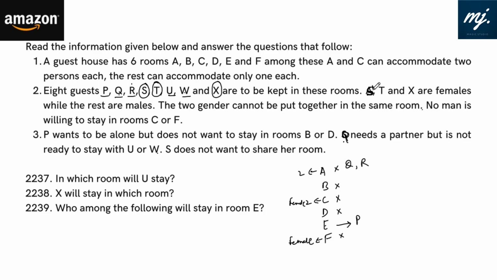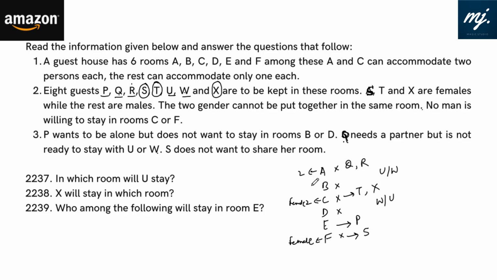S does not want to share her room. S wants to stay alone. That means she will go in F. And then T and X will go in C. Okay, now we are left with P is there, Q, R, S, T, U and W. Either U would be in B or W would be in B. So it would be UW with room B or WU with room D. This is what we have got.